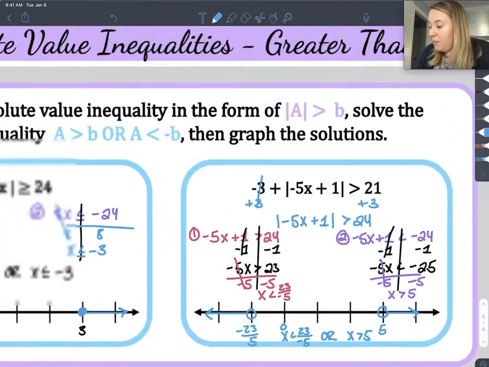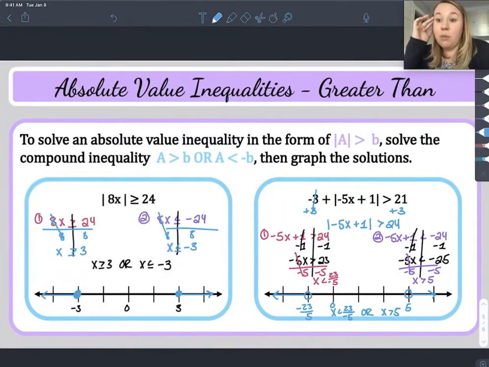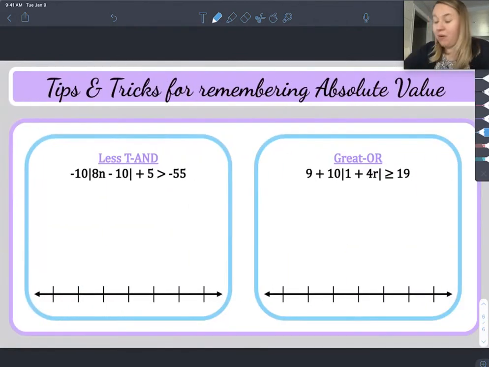Now you might be thinking, Mrs. Latham, how am I supposed to remember if it's an and or an or? And so I've come up with this really cheesy, kind of obvious little trick that I'd like to share with you guys. For less than, it's always going to be an and. So it's kind of like a play on words. Less than is what we're going to call it. And we're always going to use an and statement.